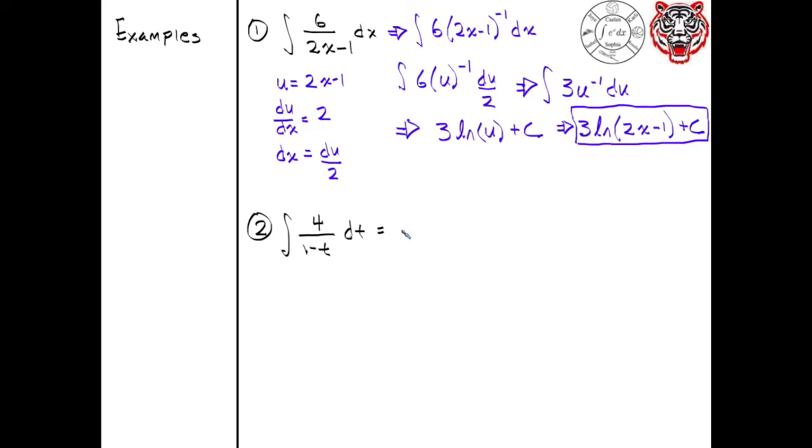All right, so rewrite this. Let's see if we can skip some steps here too. If I rewrite this, this is going to turn into the integral of 4 times the quantity of 1 minus t, all of that to the negative 1 dt. And I know what my substitution is going to be. When I take my du dt, I'm going to get negative 1, so it's going to be du over negative 1, and that is going to make all of this being multiplied by our negative 1.